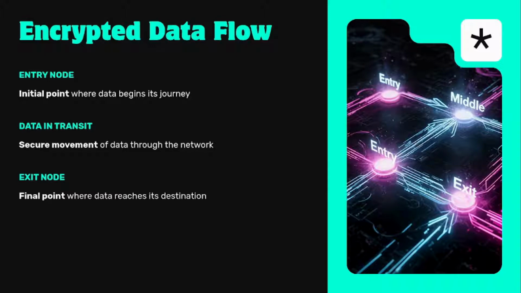The entry node is the only node that knows your real IP address, but it does not know your final destination. The middle nodes act as a relay, adding another layer of separation. The exit node sends your request to the website, but it does not know who originally sent it. This separation of knowledge is the core security feature of Tor browser.